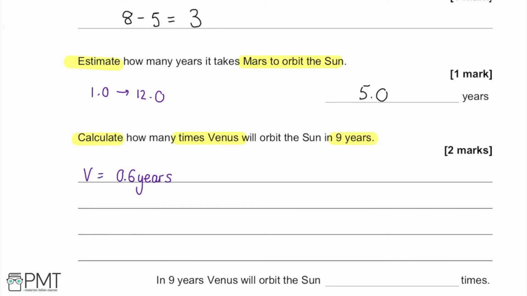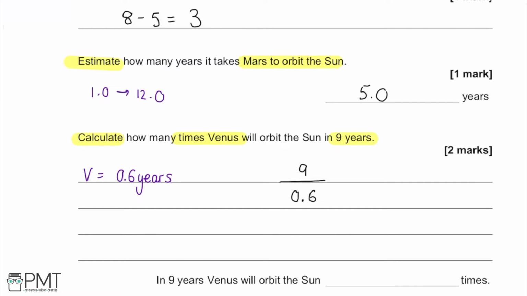So we can put together a kind of formula here to work out how many times Venus is going to orbit the Sun in 9 years. So if it takes 0.6 years to orbit the Sun once, how many times is it going to orbit in 9 years? So we can basically work this out by taking the 9 years and then dividing it by the 0.6 years that it takes to orbit the Sun once.